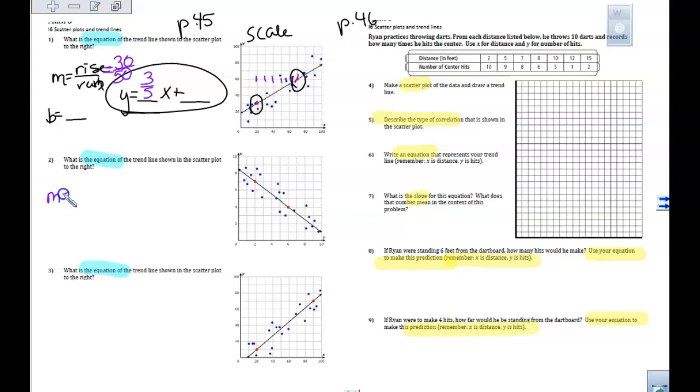So on each of these, I want you to find the rise and the run and your b, and then circle your answer as your equation. When you get to page 46, please put an F next to distance in feet, and put a Y next to the number of center hits. Tomorrow in class, we'll go through some questions as you're finishing this, but I ask you to use your equation to make a prediction. So it's these 2 pages as you are finishing up your assignment.